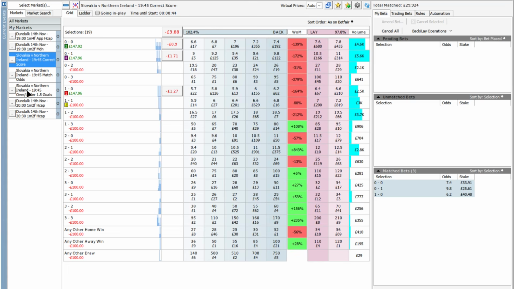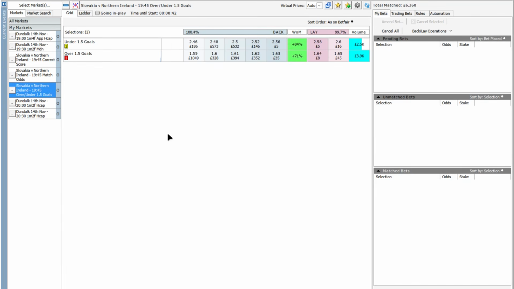Now if we switch to the over under 1.5 market and back at 2.56 for the same stake as £100, you'll see we've got 152, so slightly better return if we were to let the match play out. Okay, so we'll take those into the match, and I'll come back near the 10-minute mark and hopefully we won't have a goal, and we'll see what the trade out positions are like in comparison.